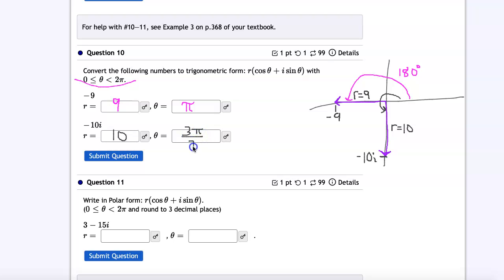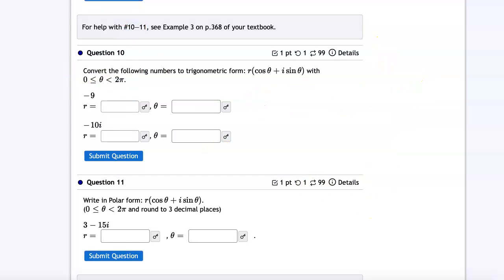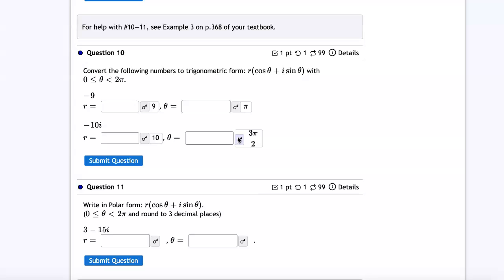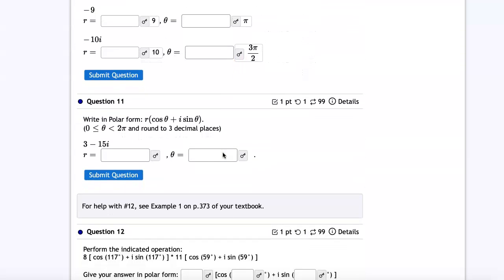These are the simplest ones to do because these lie on an axis. You can see here that the values are 9 and 10 with pi and 3 pi halves, just like I said. Okay, let's look at question number 11.